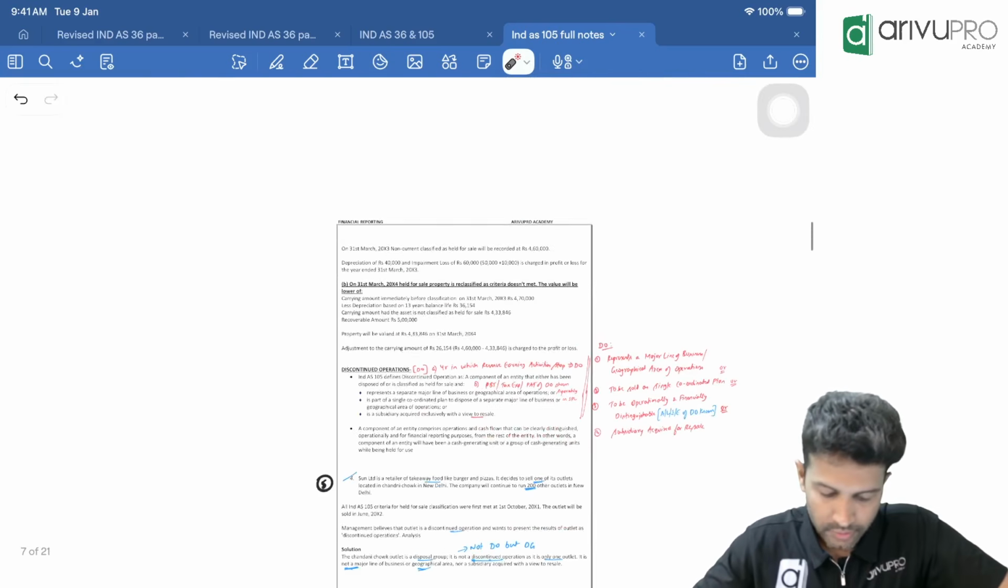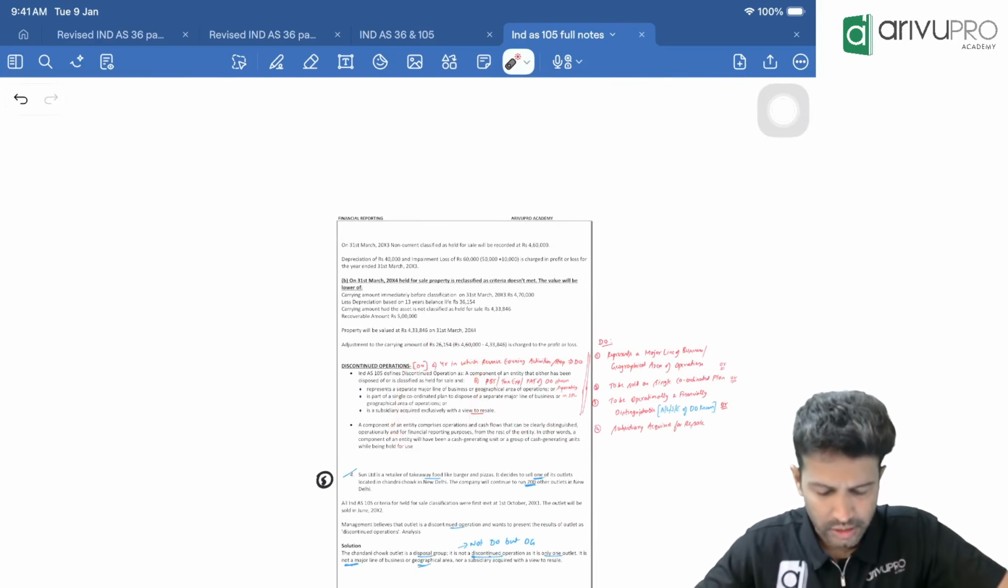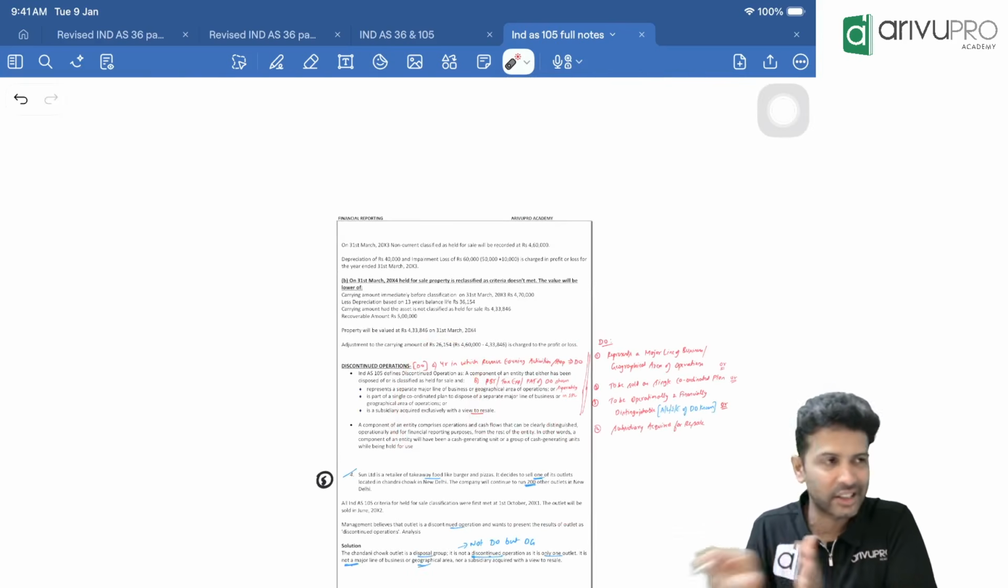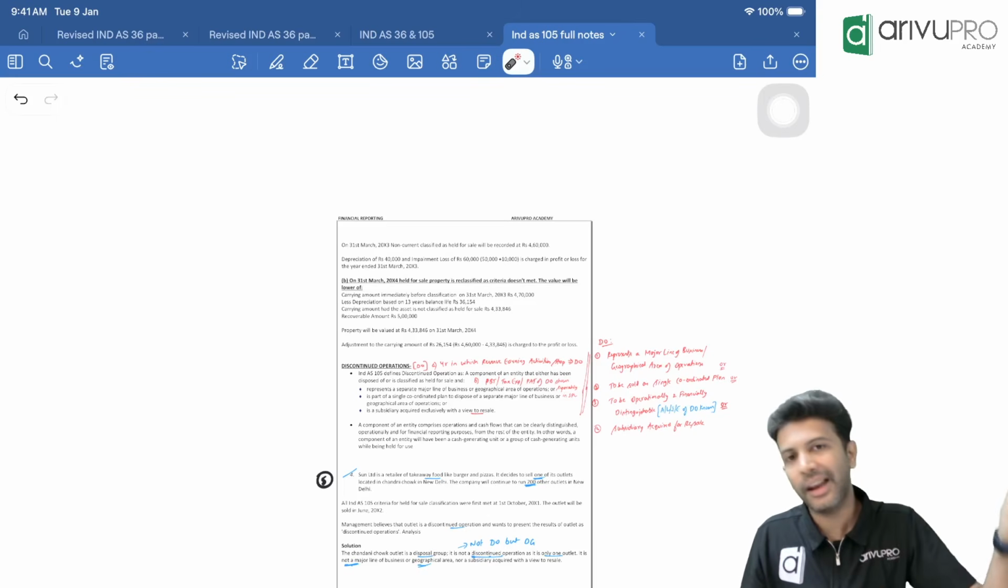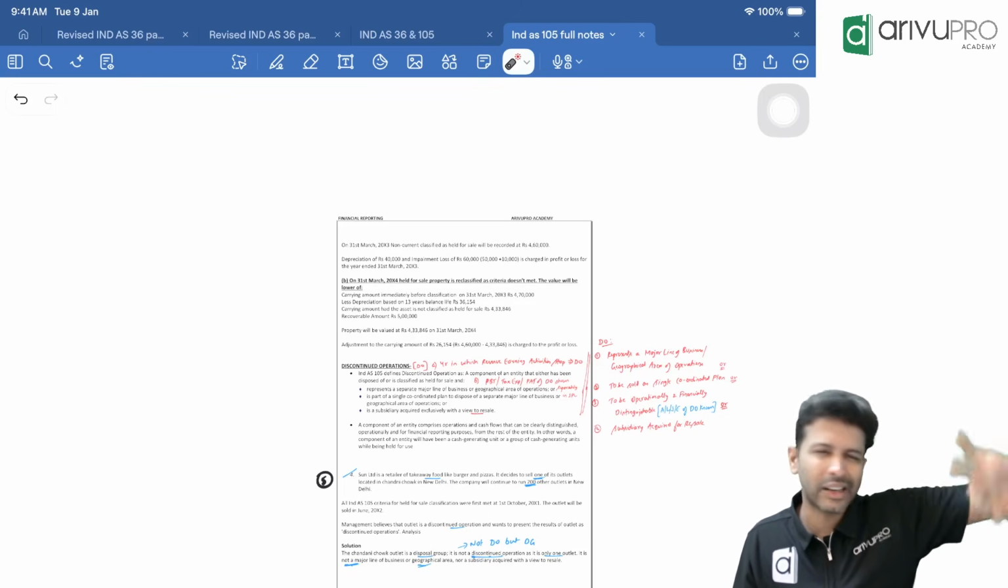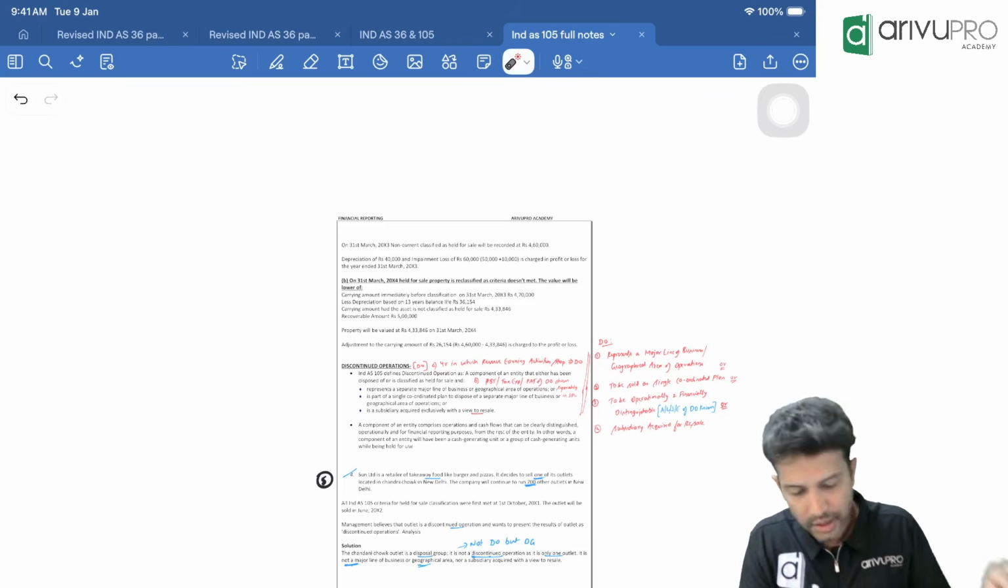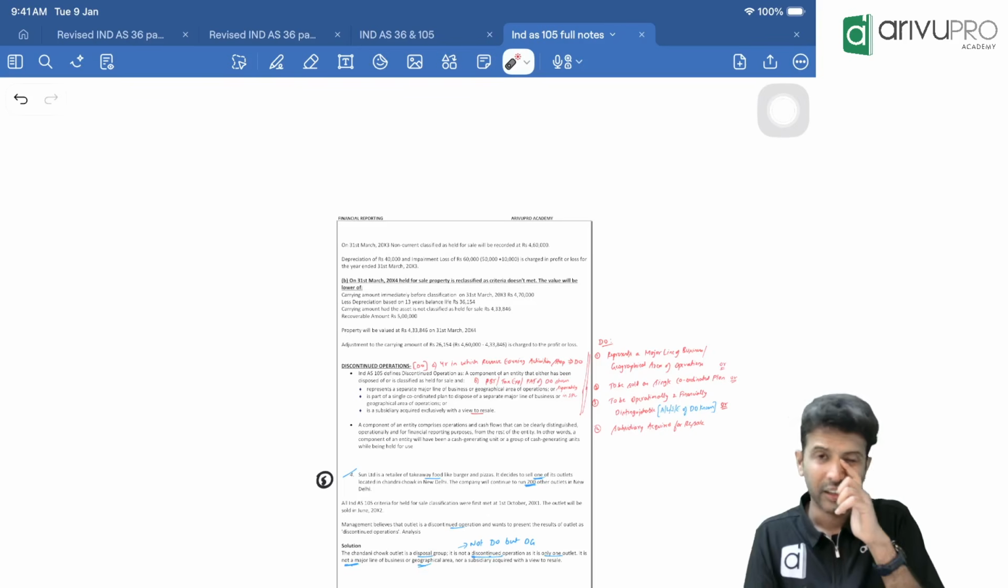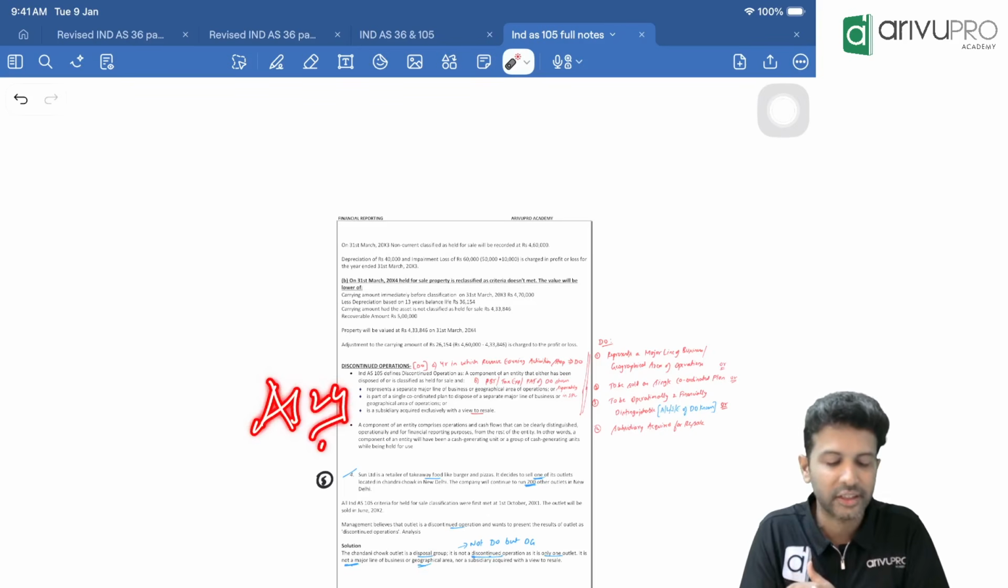Okay. Fine. I think next is discontinued. I said no, the standard has 2 parts: non-current assets held for sale and discontinued operation. Non-current assets held for sale portion we have done.